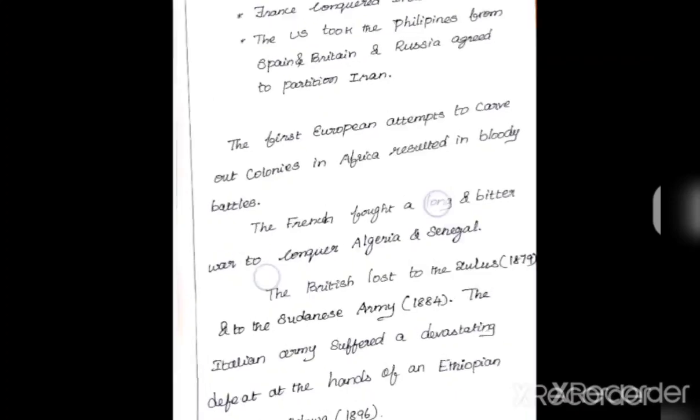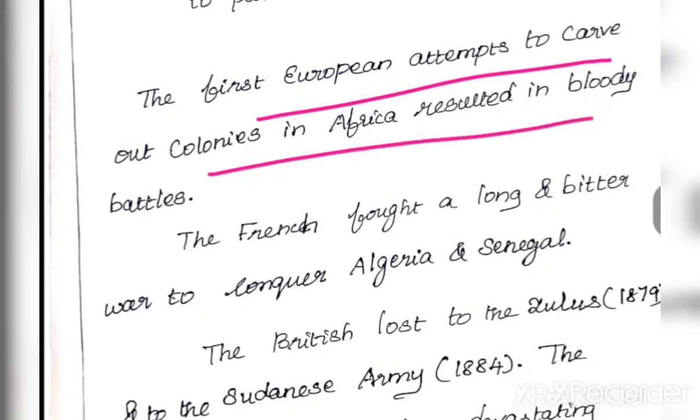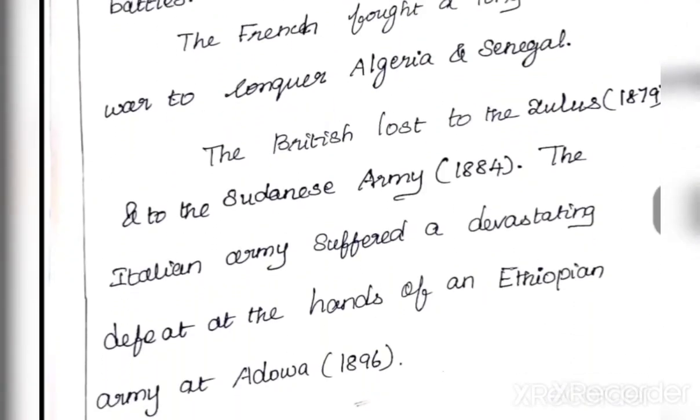The next one: the first European attempts to carve out colonies in Africa resulted in bloody battles. The French fought a long and bitter war to conquer Algeria and Senegal. At the same time, the British lost to the Zulus in 1879 and to the Sudanese army in 1884.